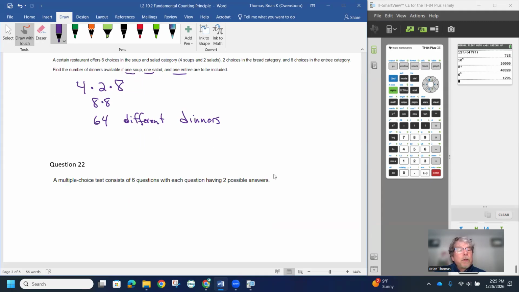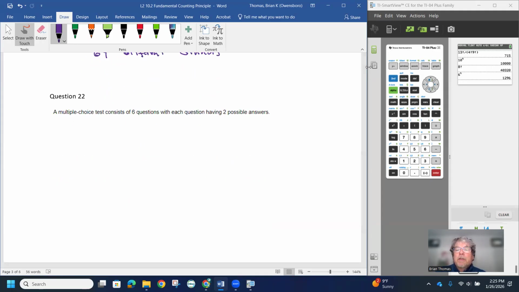So let's look at one more here, question 22. Again, I'm going to pause for a second and read it. Question 22: a multiple choice test consists of six questions with each question having only two possible answers. What we're trying to figure out is how many different possible ways this can be filled out. So if I have six questions, I'd have question one, question two, question three, question four, question five, and question six. So I have six steps.